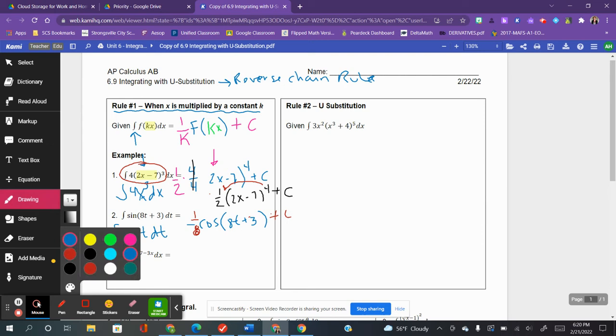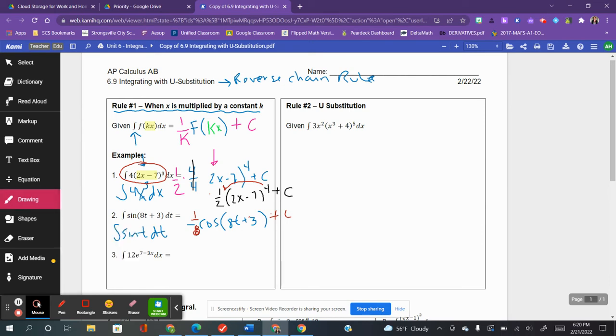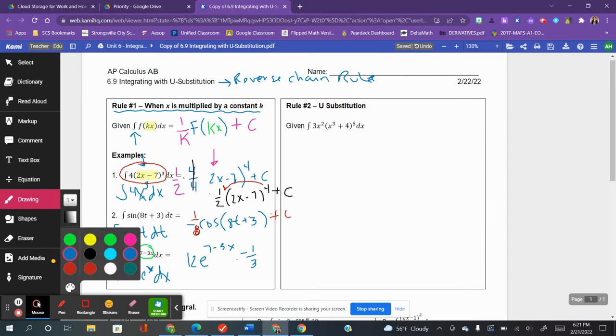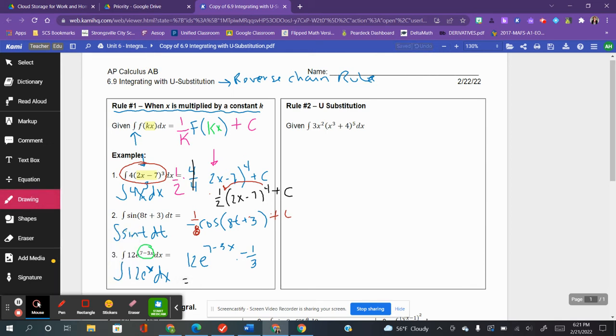All right, finally, in this particular problem down here, I've got an e function. And remember, with the exponentials, the inside function is always the exponent. And so what I'm really doing is taking the antiderivative of 12e to the x, and I'm going to deal with the inside function. Okay, so the antiderivative would be 12 e to the 7 minus 3x divided by the derivative of the inside, or times 1 over the derivative of the inside. And when I simplify this, 12 divided by negative 3 is negative 4, e to the 7 minus 3x.